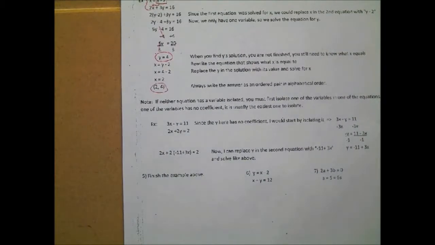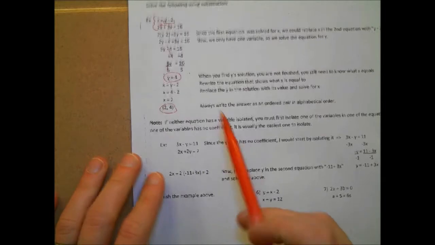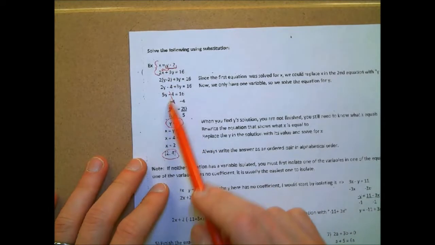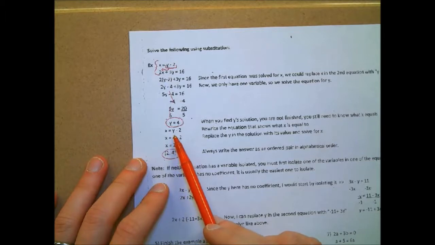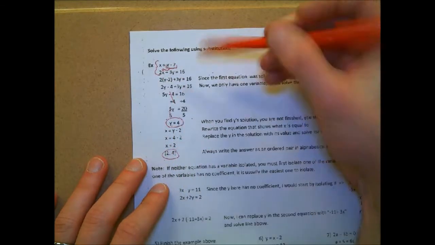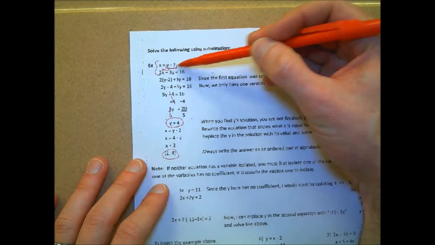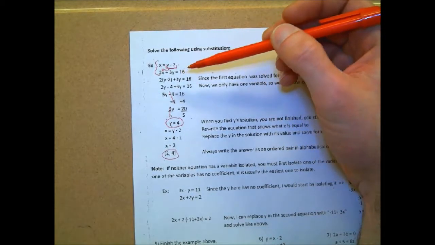George, previous one, you said you went from x equals y minus 2 to 2y plus 3 equals 16. So right here, this is our system. X equals y minus 2 and 2x plus 3y equals 16. That's the system of equations that we're trying to solve. And we plugged into here.